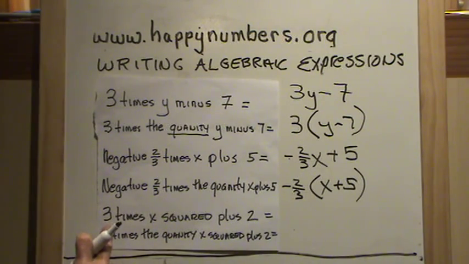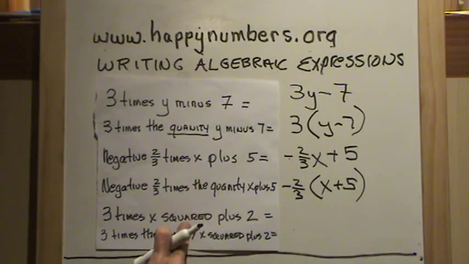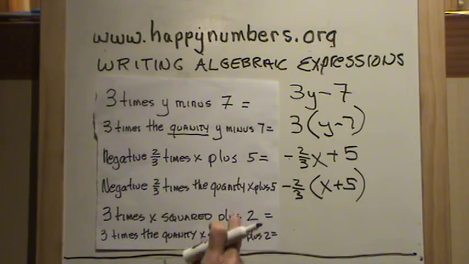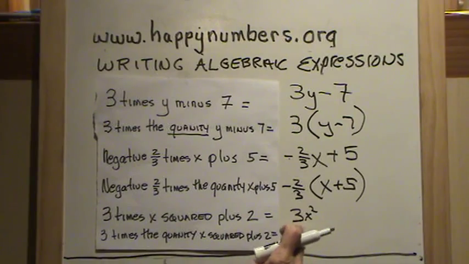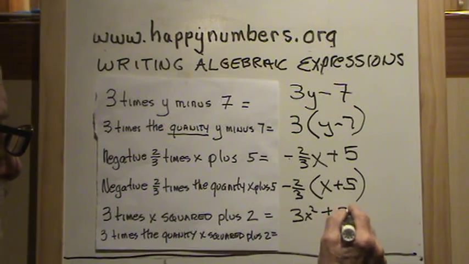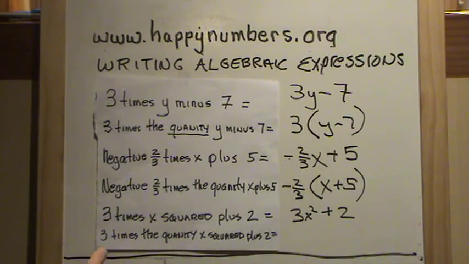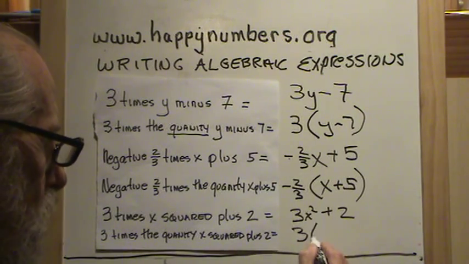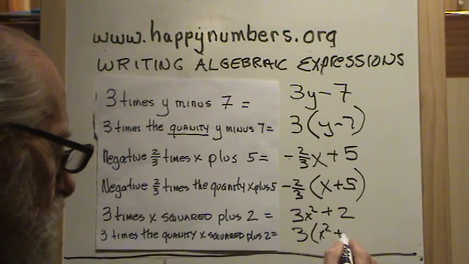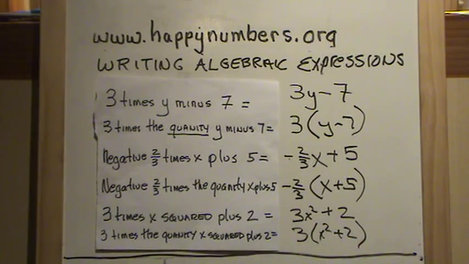Let's look at this one right here. 3 times x squared plus 2. Well, 3 times x squared would be, because the letter and the number together, that means multiplication. 3 times x squared plus 2. And here we have 3 times the quantity x squared plus 2. So that means 3 times the quantity of x squared plus 2.